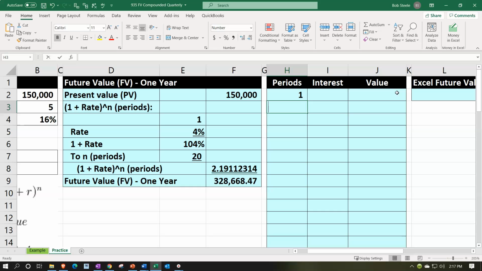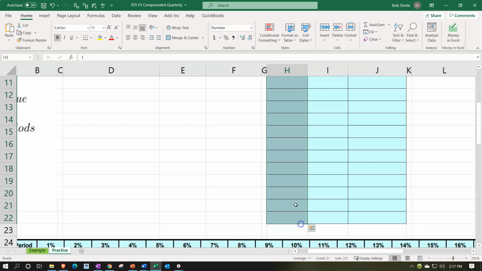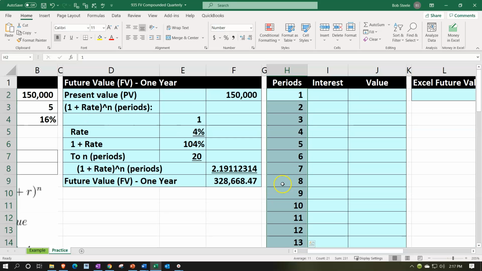So the periods are going to be 1, 2, but these are not periods in terms of years, but rather quarters. So these are going to be the quarters, quarter 1, quarter 2, and so on. And I'm going to bring this all the way down to the 20 quarters that we have, and then we'll break this out on a period-by-period calculation, quarter-by-quarter calculation. We'll go to the Home tab and then the alignment and center that.